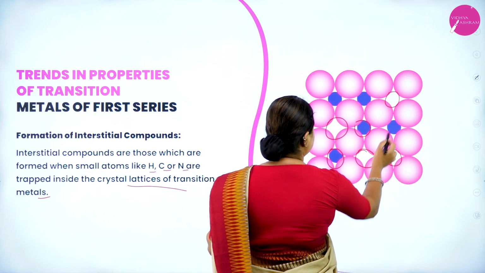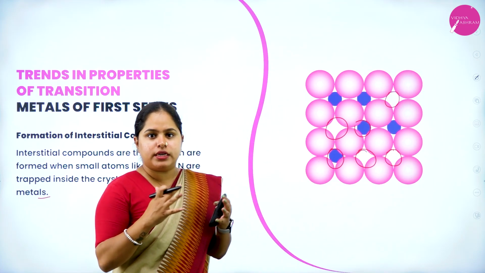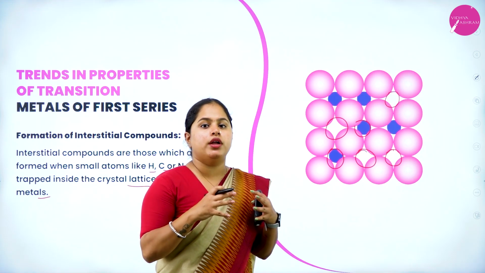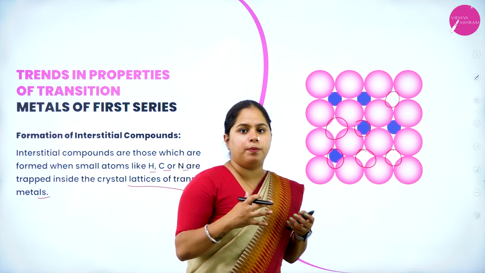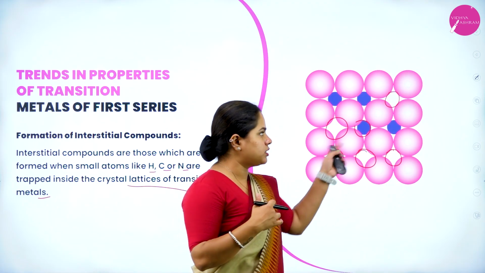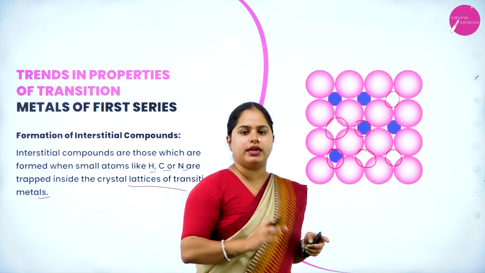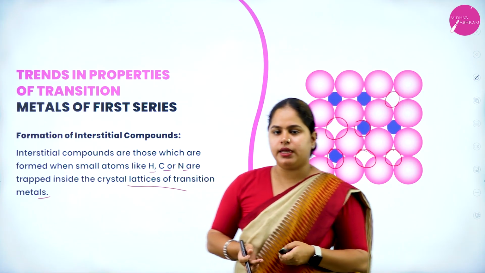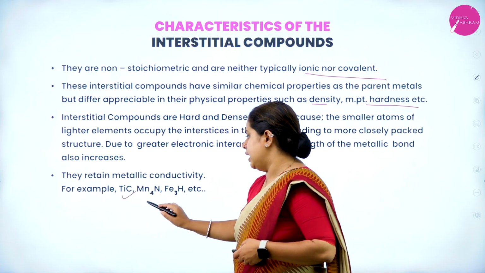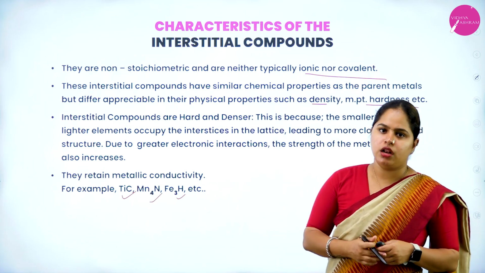Now if these interstitial positions are being occupied, they are more tightly packed. So in that case, what will happen? The melting point will increase. It becomes denser and harder. So that is how interstitial compounds are formed. That is, in the interstitial positions, the small atoms will come and occupy. Right. Fine. Now they retain metallic conductivity. Examples are TiC, Mn4N and Fe3H. All of these are examples of interstitial compounds.